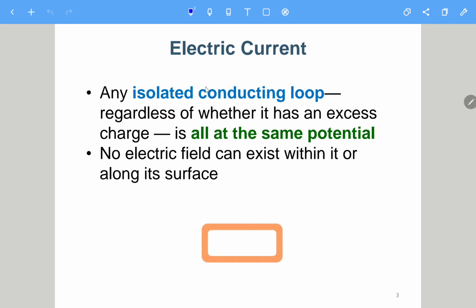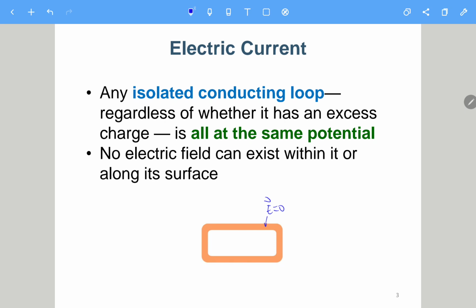Okay, so here we talk about the electric current. Any isolated conducting loop, regardless of whether it has excess charge, is all at the same potential. So this is very trivial. As much as this is a conductor, we will consider the potential over the whole conductor to be the same. No electric field can exist within it or along its surface. This is what I've mentioned several times. The E field inside the conductor should be zero, or even at the surface.